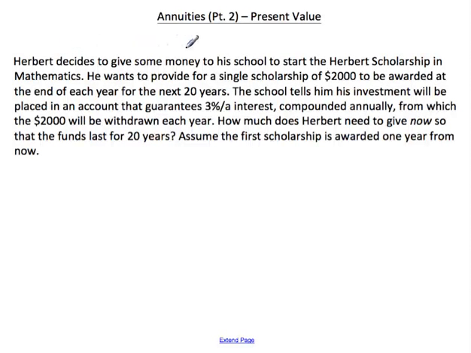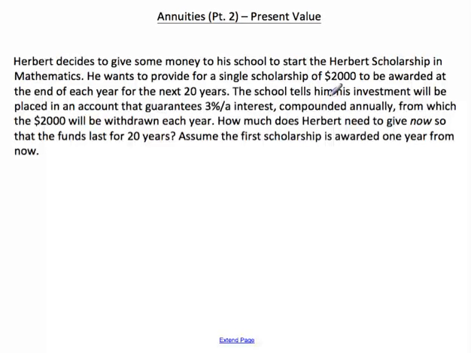Herbert decides to give some money to his school to start the Herbert Scholarship in Mathematics. He wants to provide enough money so that a single scholarship of $2,000 can be awarded at the end of each year for the next 20 years. So there will be 20 withdrawals from the account that he sets up, each of which will be $2,000.